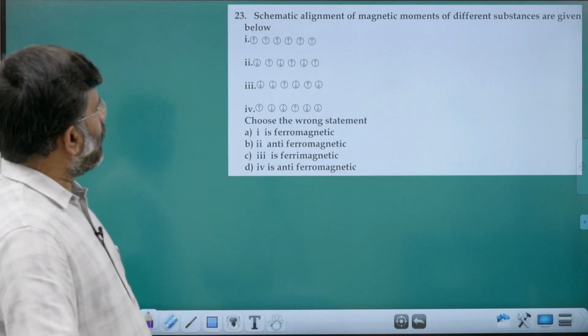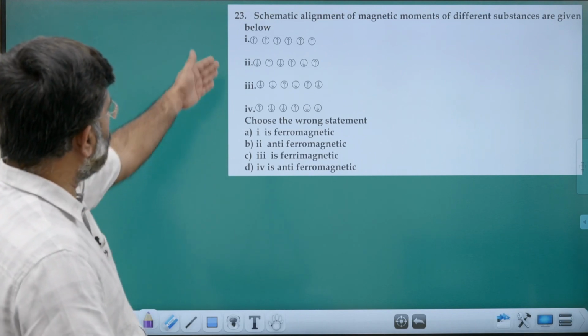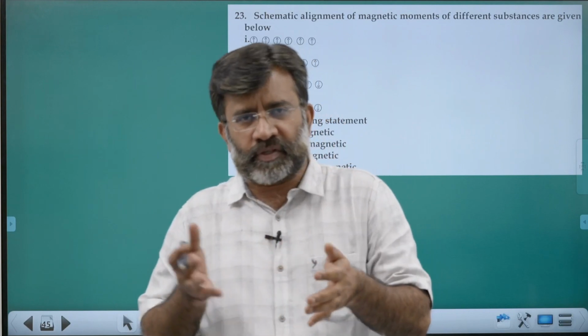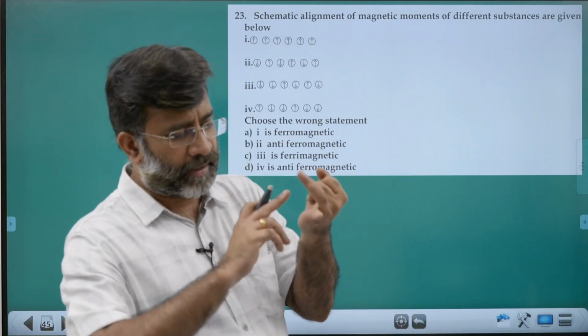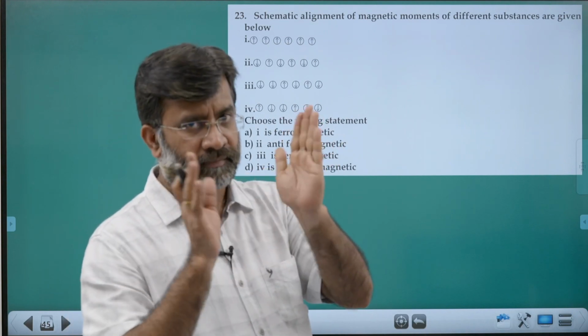The schematic alignment of magnetic moment of different substances. See the diagram available in the textbook, which is the last portion of the chapter, finishing with that point. Paramagnetic, diamagnetic, ferromagnetic, antiferromagnetic, ferrimagnetic. Hope you remember.